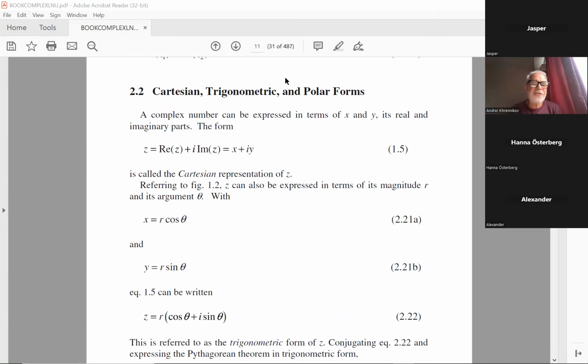There's a question: is field expansion possible on complex numbers? What is field expansion? Field expansion, you mean as in real numbers, which we can expand by extension. It's a very good question, and we're going far beyond. The question is the following.